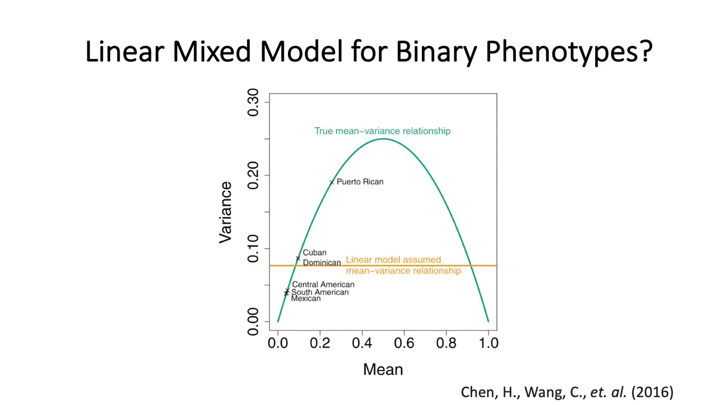In this figure, the variance against the mean of residuals are plotted for the linear model and logistic model. The linear model assumes constant variance, as the orange line shows, while the true mean variance relationship for binary traits is represented by the green line. Therefore, for binary phenotypes, instead of using linear mixed model, we would like to use the logistic mixed model.